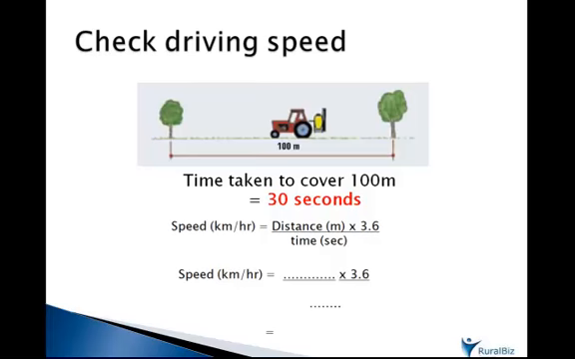To work out the speed, we multiply the distance by 3.6 and divide by the time. So here we would be multiplying 100 metres times 3.6 and dividing by 30 seconds. 100 times 3.6 will equal 360, divided by 30. I'll give you a minute to see what you get. And hopefully you got 12 kilometres per hour.